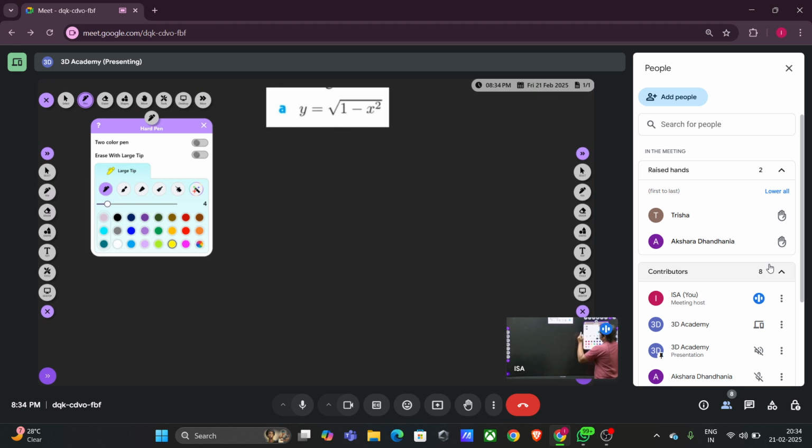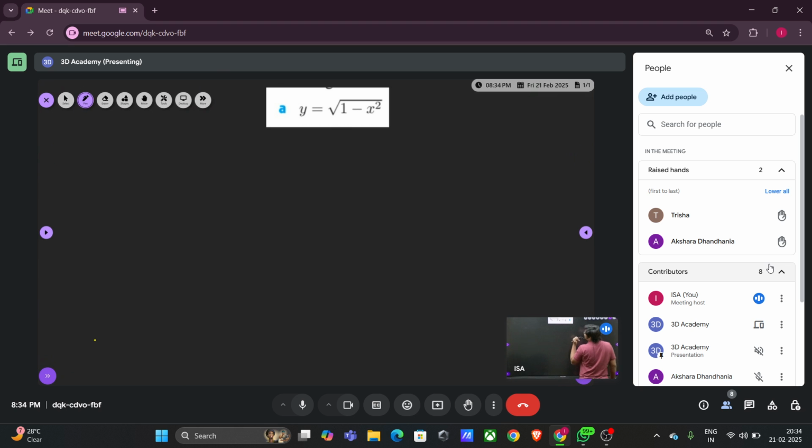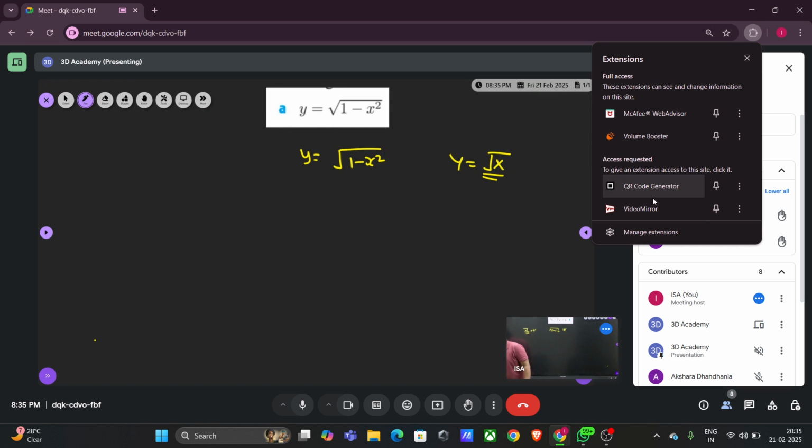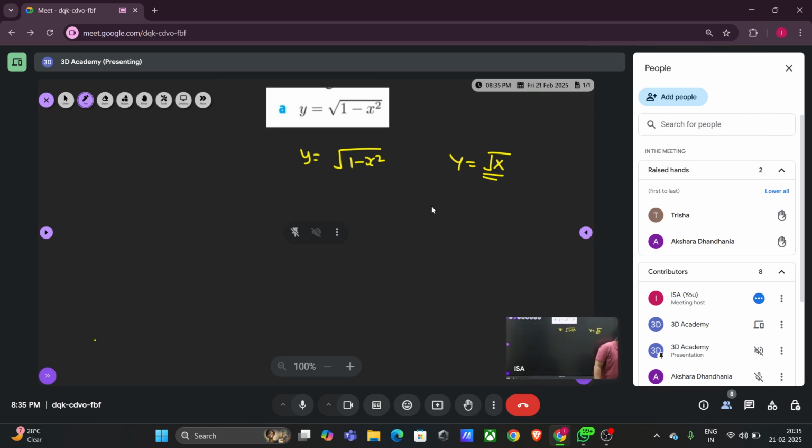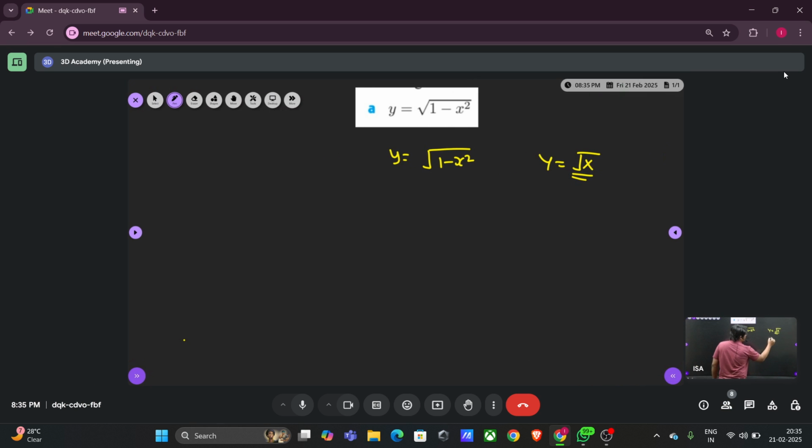here, if I compare it with my original formulas that I have given, y is equal to under root 1 minus x square. I assume it as y equals root x. What is the differentiation of root x? Guys, tell me quickly. 1 by 2 root x. Yes or no?